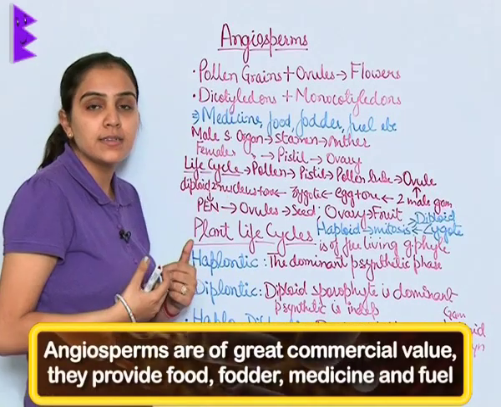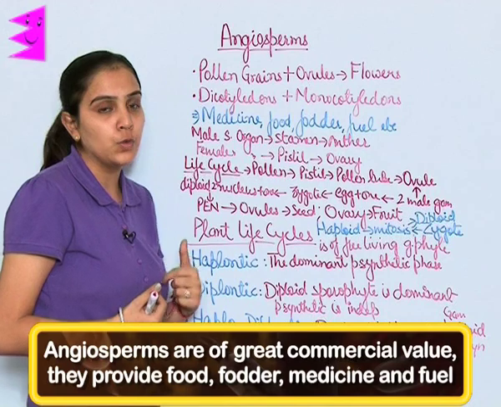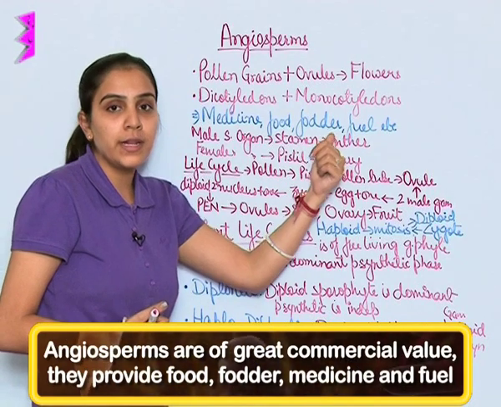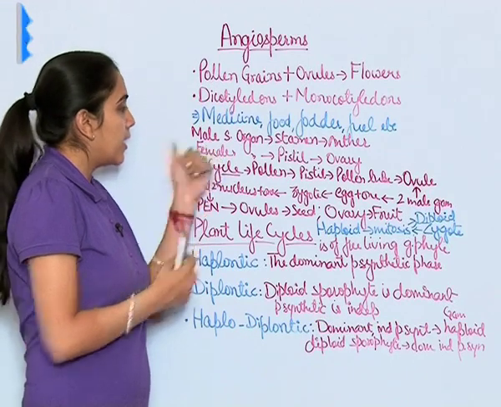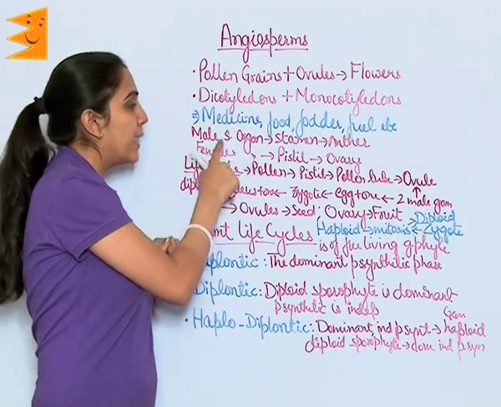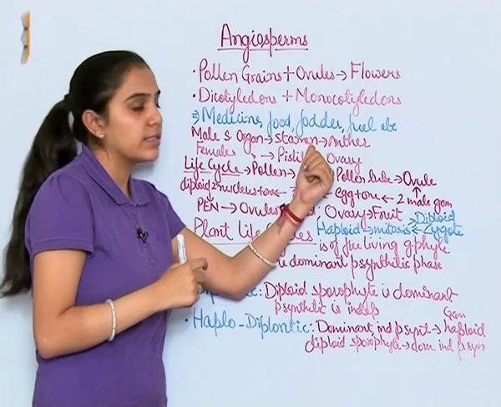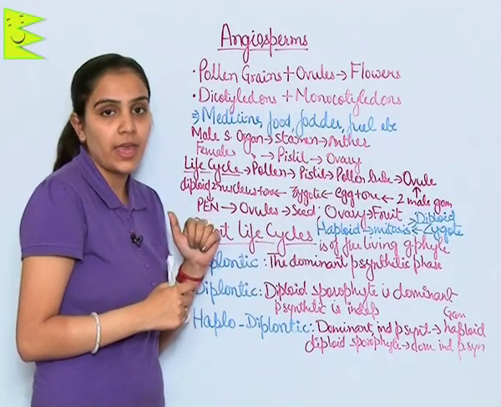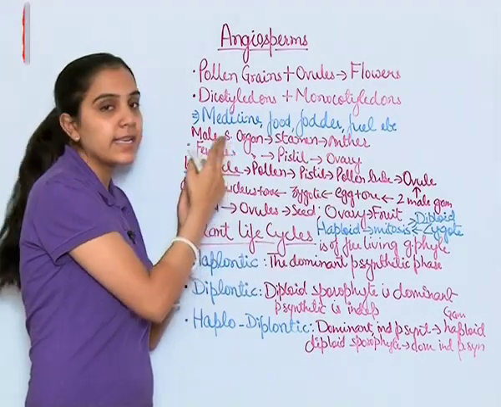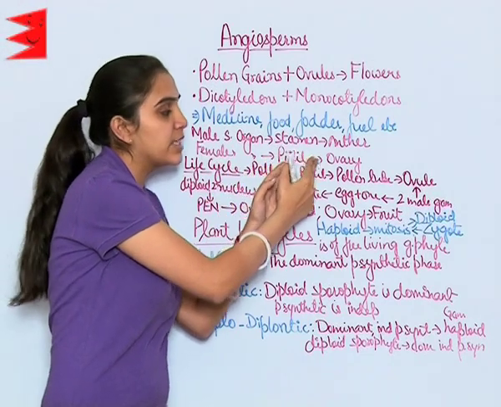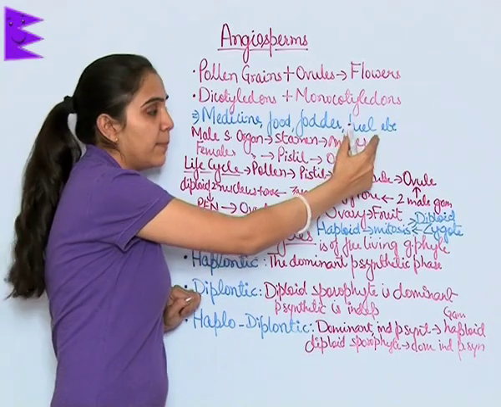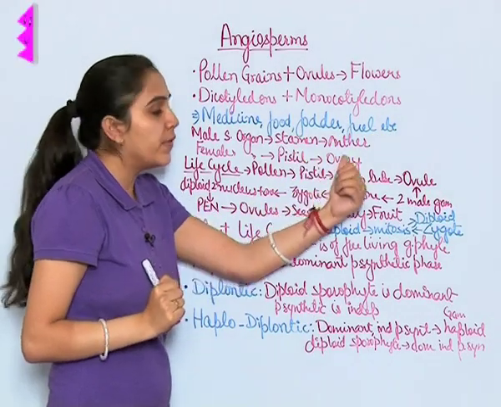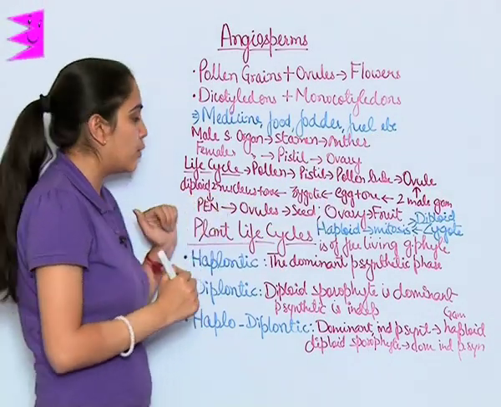They are of medicinal importance. They provide food, fodder, fuel, etc. They are of great importance to us. In this angiosperm, male sex organ is known as stamen, which is further having anther, and female sex organ is pistil, which is having ovary. Anther gives pollen, the male gametophyte, and ovary gives ovule, the female gametophyte.